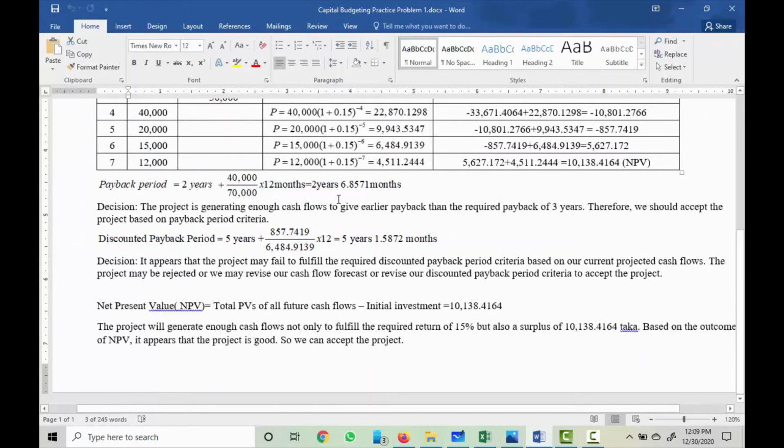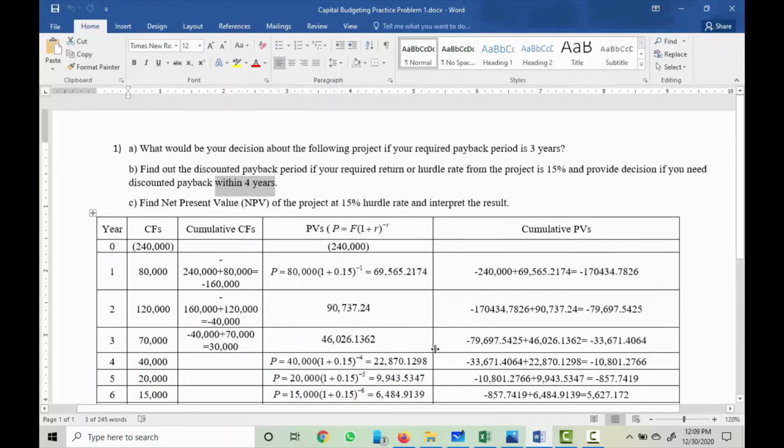But in the present scenario, at the current projected cash flow and the current discounted payback period criteria, we are not able to accept the project. So this is the decision for the discounted payback period criteria. So now we will study net present value.